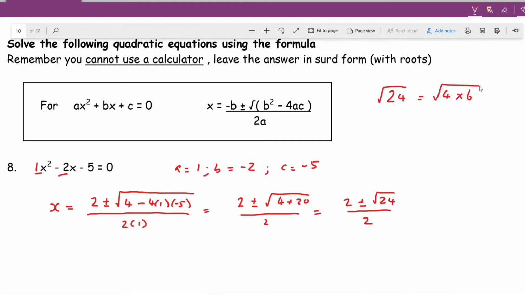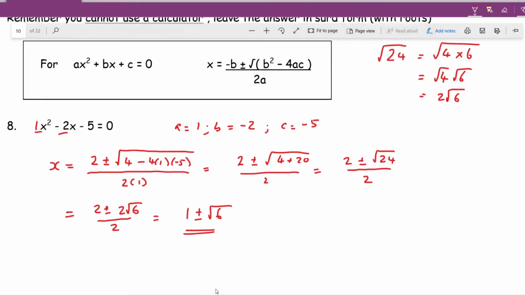And what you can do with surds is you can then go on to split this into root 4 times root 6. And then root 4 obviously is 2. And you end up with 2 root 6. So this will be 2 plus or minus 2 root 6 all over 2. Now when you're dividing by 2, you halve that and halve that, so you end up with 1 plus or minus root 6. Okay, and you can just leave it like that.